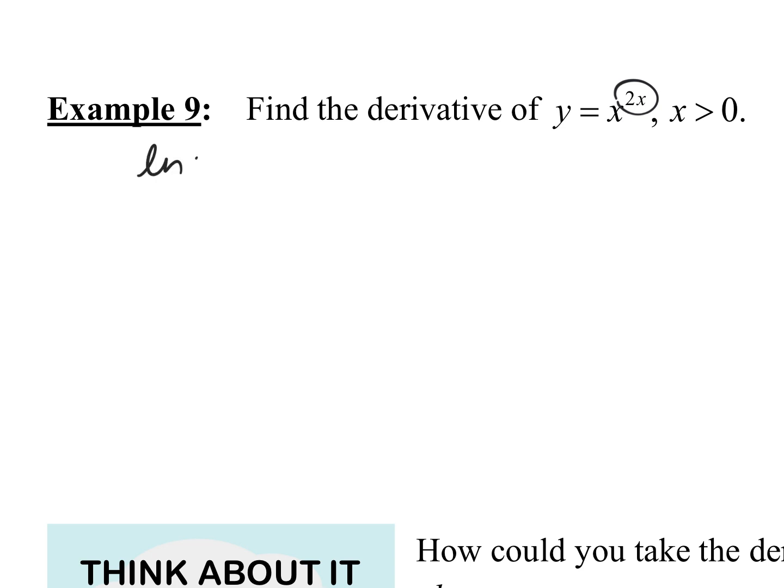So I can take the natural log of the left and the natural log of the right to get 2x times the natural log of x is equal to the natural log of y. So go ahead and take the derivative of both sides. You will still have to do the product rule on the right side, and then solve for your dy dx. Okay, we'll go over it here in a few minutes.